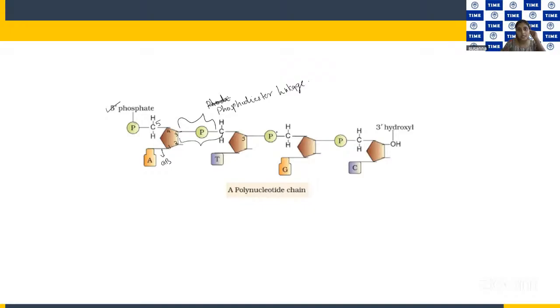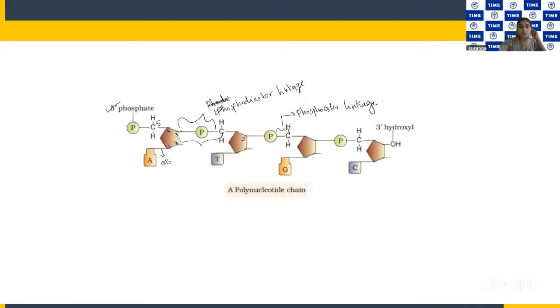So what is this linkage called? This is just the phosphoester linkage. Clear? So we may have phosphodiester as well as phosphoester linkage. Make sure you don't confuse the two. The phosphate group is attached to the nucleoside via phosphoester linkage, whereas two nucleotides are attached together through phosphodiester linkage. Clear?